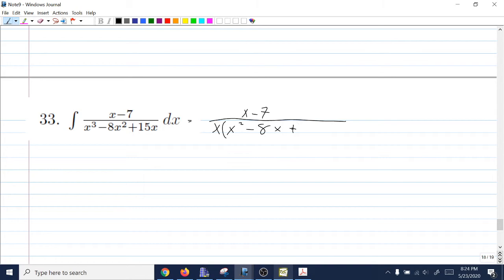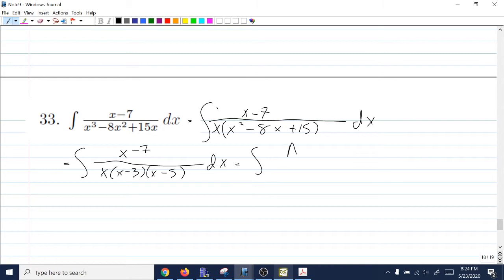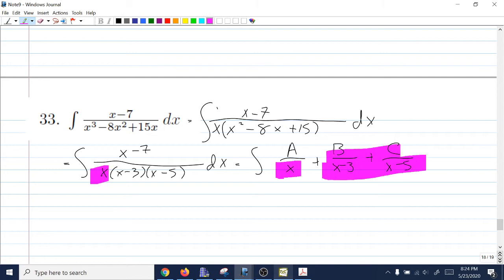Minus 8x plus 15. Now it factors. It's going to be x minus 3, x minus 5. Yeah. It's going to be a over x, b over x minus 3, c over x minus 5. I'm going to do this with the cover-up method. If I multiply by x, then all this stuff goes away. When I plug in 0, I get a is negative 7 over negative 3 times negative 5. A is negative 7 over 15.